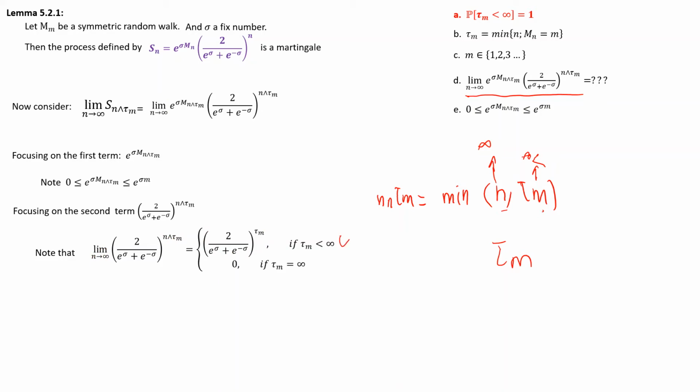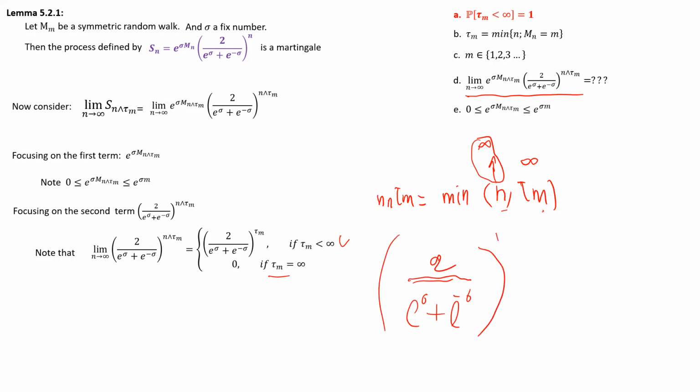So what if instead this tau m is actually infinity? Well, if tau m is infinity, and n is only tending to infinity, then the minimum is definitely going to be n, right? So that means the result can be written as 2 divided by e to the sigma, which is a positive constant, e to the minus sigma n, naturally a negative exponential, and n is going to infinity, right?